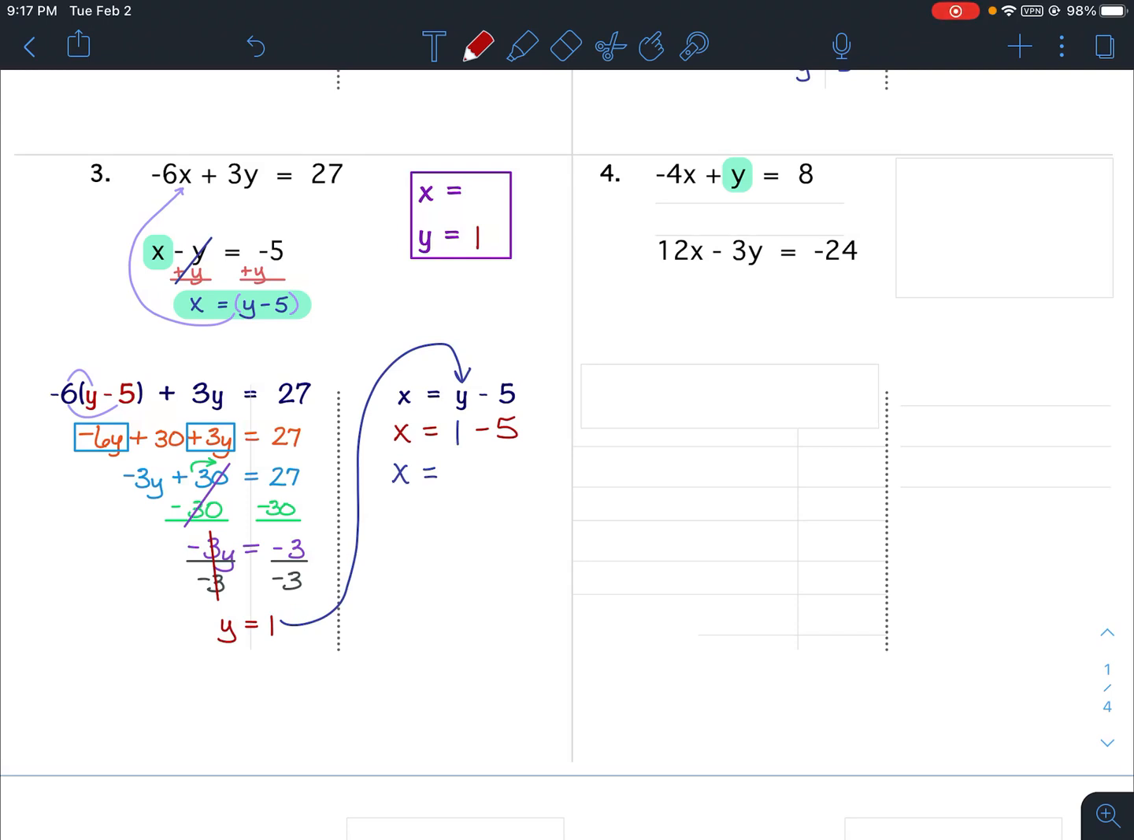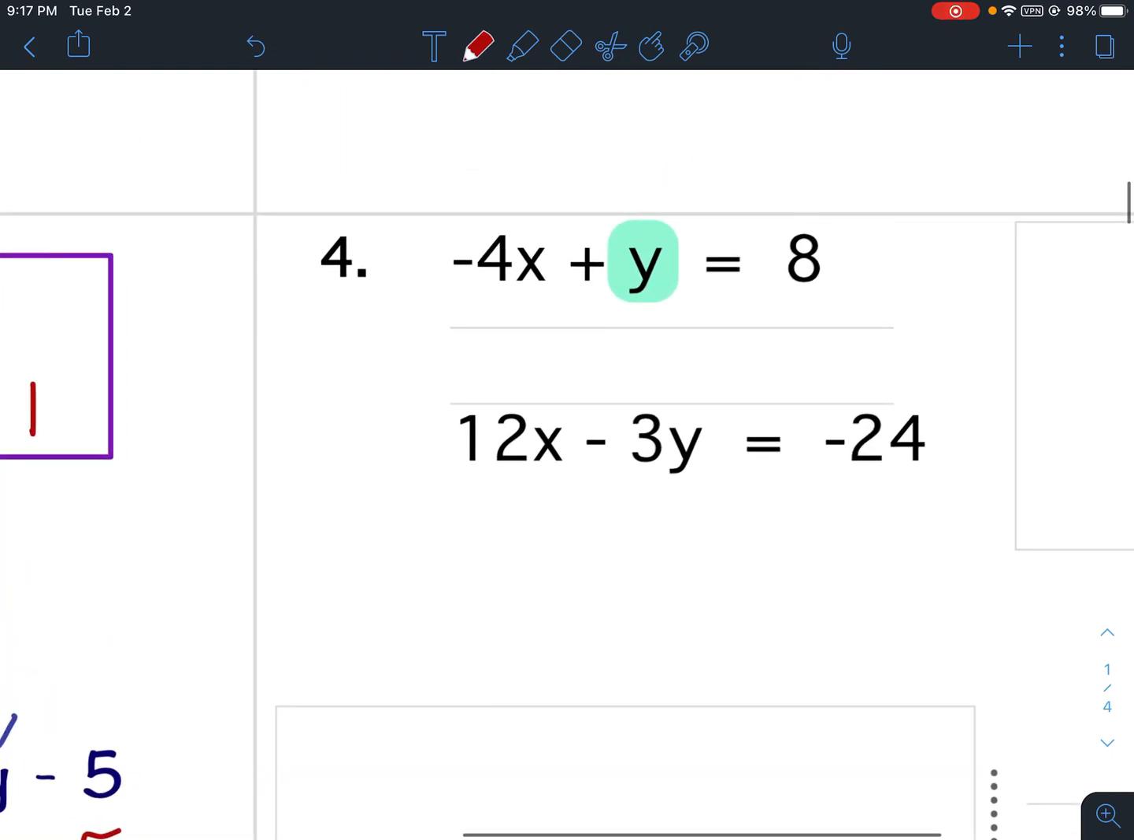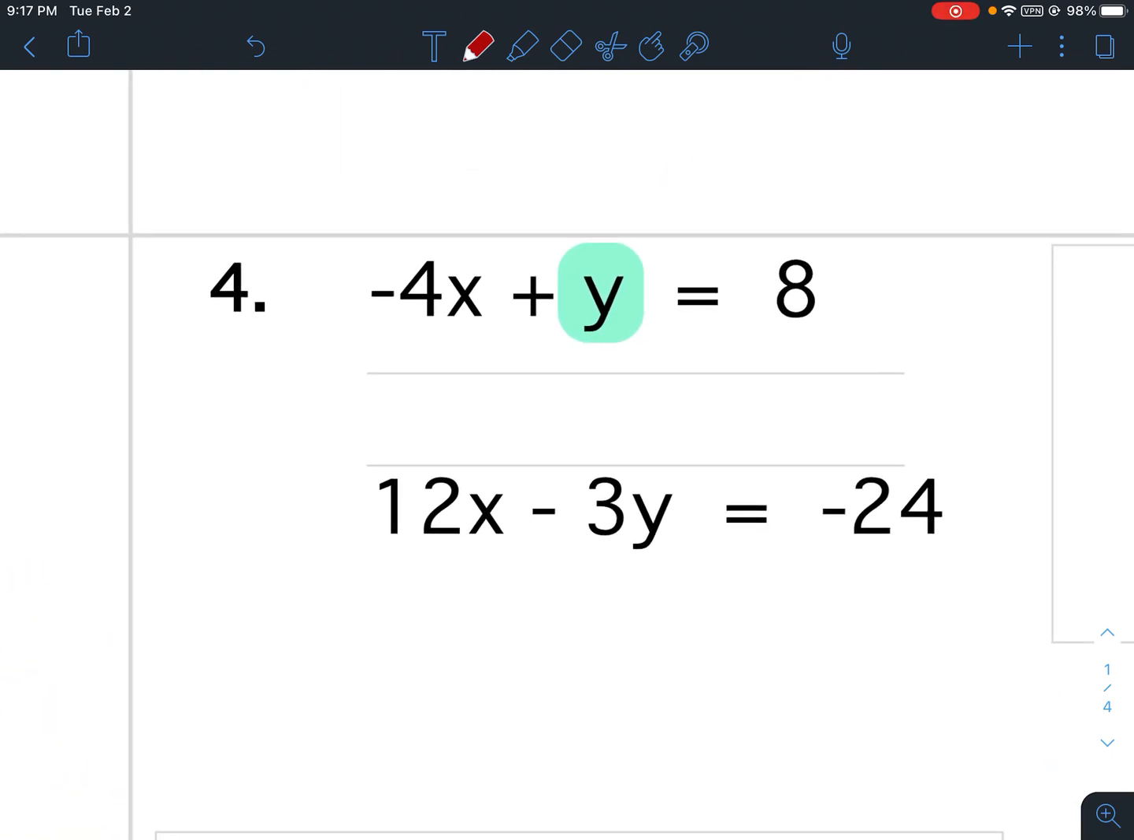Solve systems of equations using substitution, lesson 10 worksheet. Question number 4. The top y is the easiest variable to solve for, and I need to get rid of the negative 4x, so the inverse operation would be to add 4x to both sides. These would cancel. So I would have y equals, bring down the 4x, bring down the positive 8.